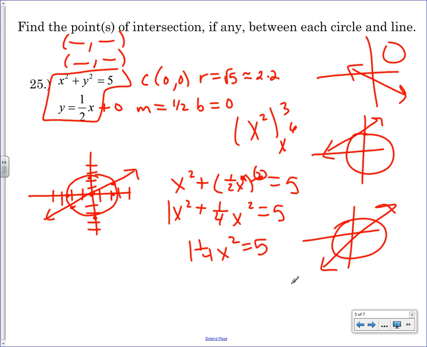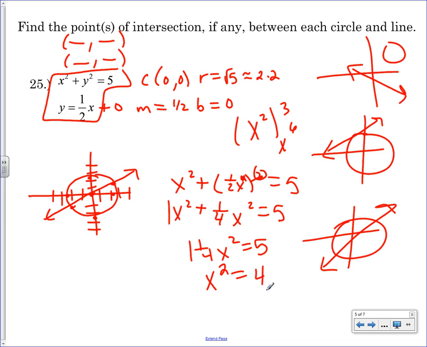What's in the way of x squared being alone? 1 1/4. What's it doing to the x squared? Multiplying, so what do we do? Divide. So take probably your calculator, I guess. Take 5 divided by 1 1/4, or 5 divided by 5/4, or keep it, change it, flip it, or whatever math gets you the answer. You should get 4. So x squared equals 4.